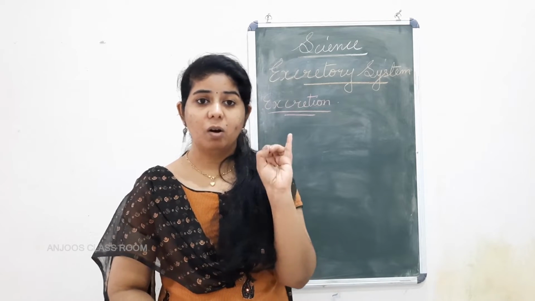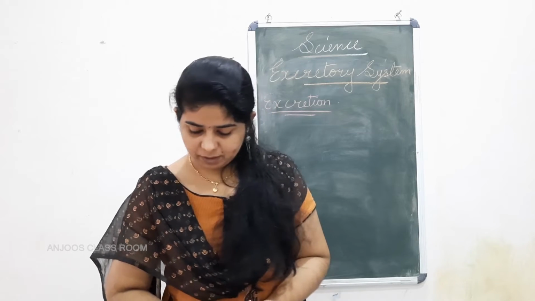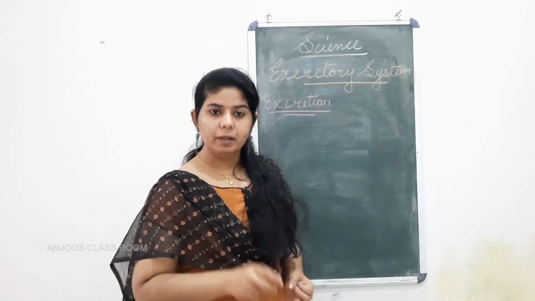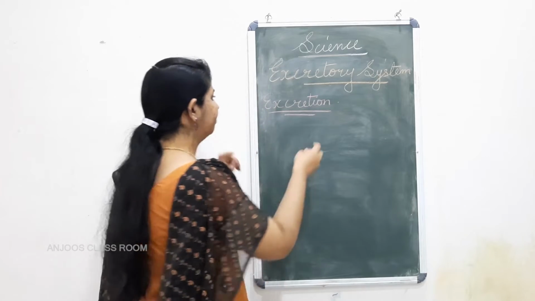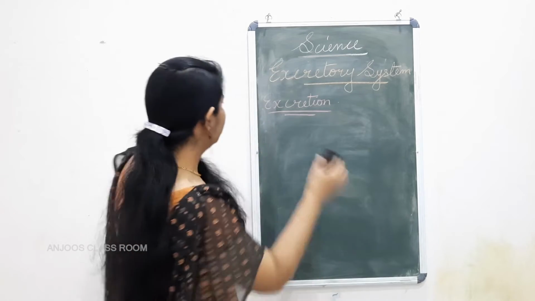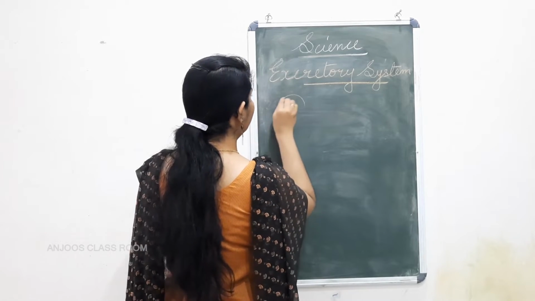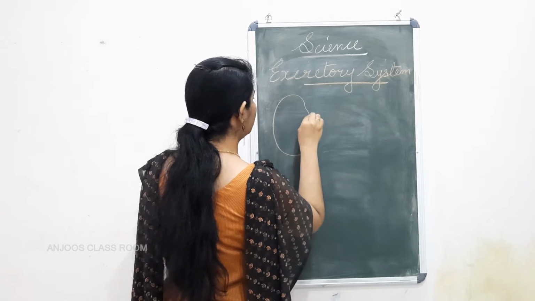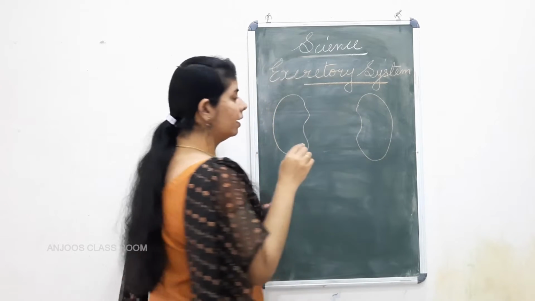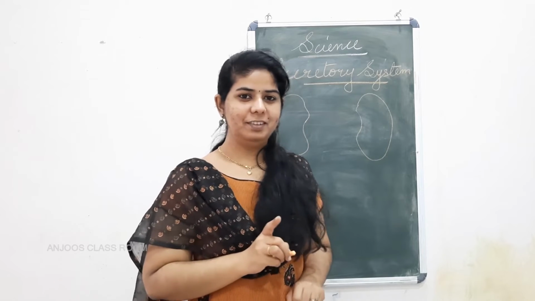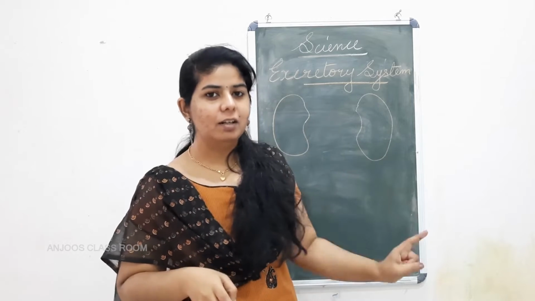Understood? So we will see which are the organs in the excretory system and what functions each one is doing. The first one, the pair of kidneys. We have two kidneys on both sides, a pair of kidneys which is bean shaped. This diagram is important. You have to draw and study. The other one I said not to draw, but this one you have to learn how to draw.